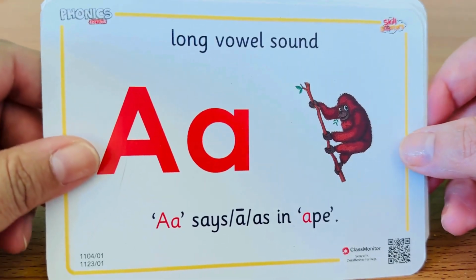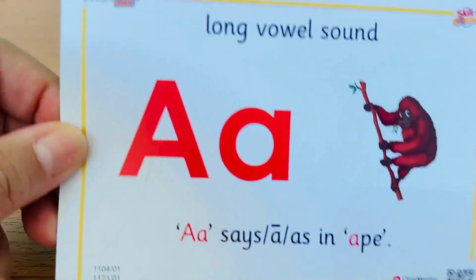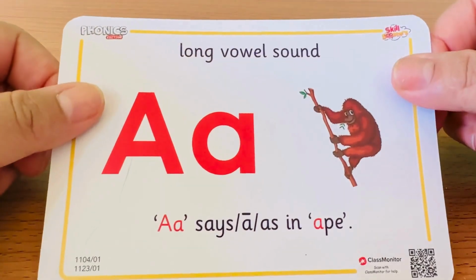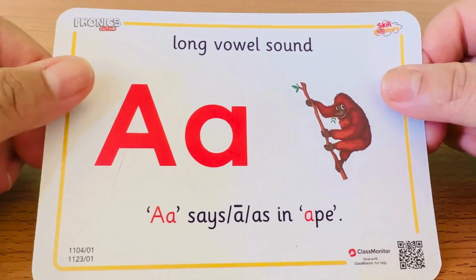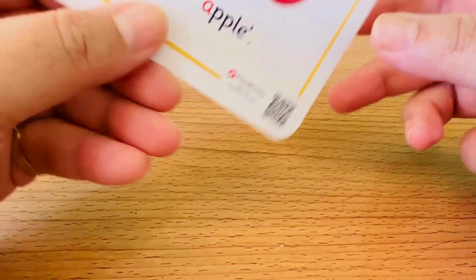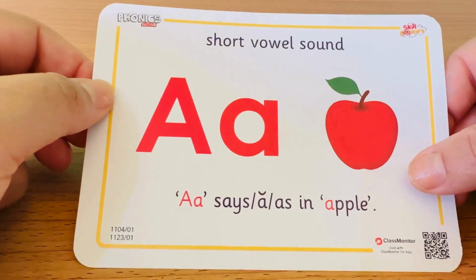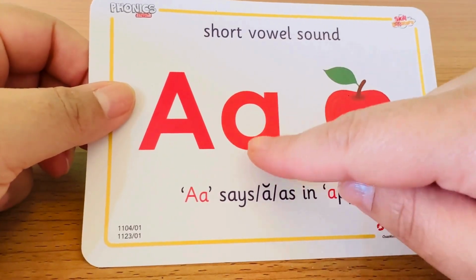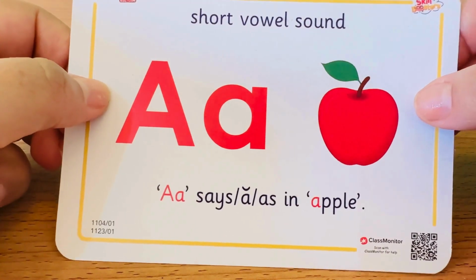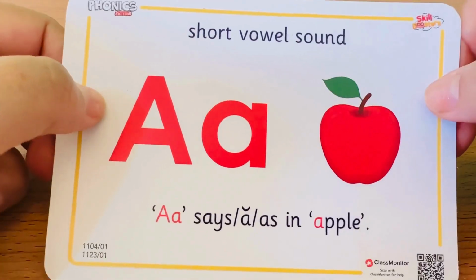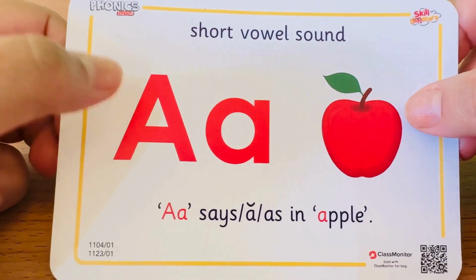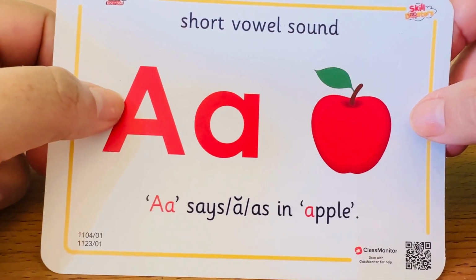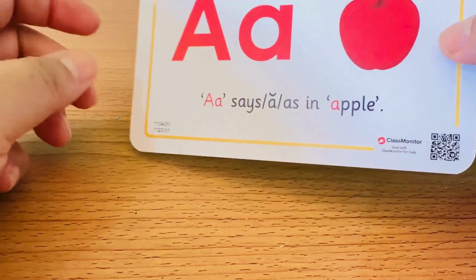So let's begin with our first letter, letter A. First, let us understand what is the sound of short and long vowel. Then I will introduce you to the examples. Talking about the short vowel sound of letter A, the short vowel sound is eh. Eh, apple, eh, ant, eh, alligator.